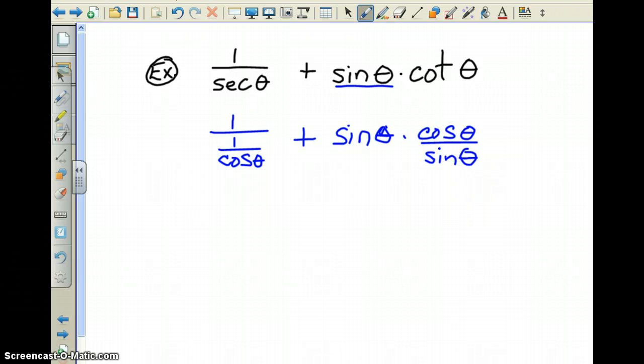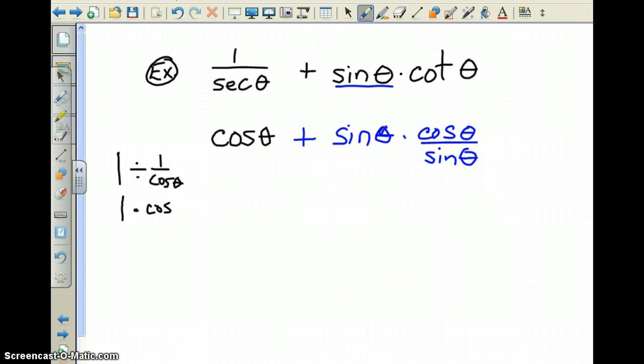So this first part of the expression, this looks a little bit nasty here with 1 divided by 1 over cos, but that's actually going to equal cos. So I can either think of it as the reciprocal of secant is cos, or if I work out 1 divided by 1 over cos, that's going to be 1 times cos, which is cos.